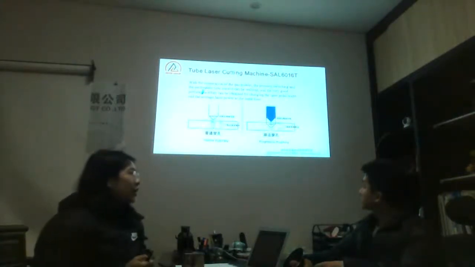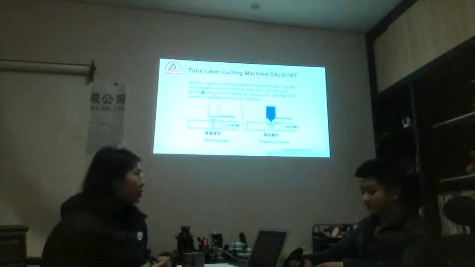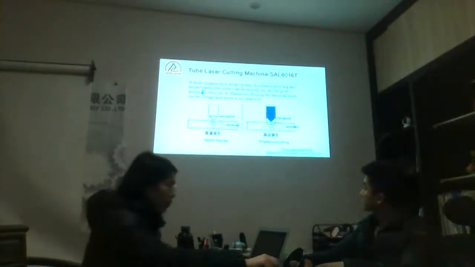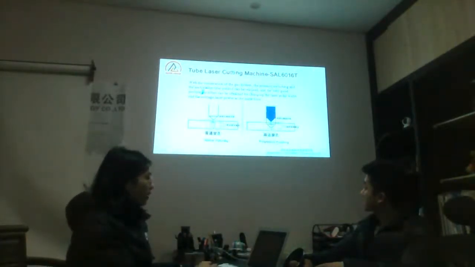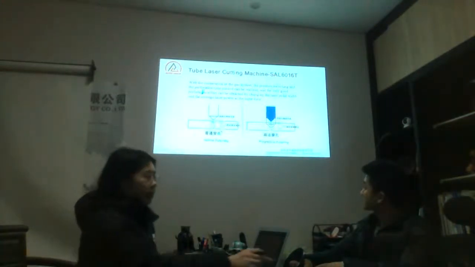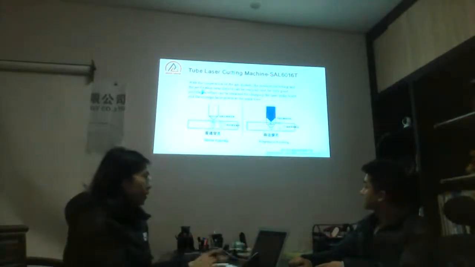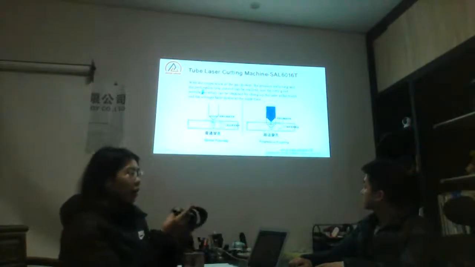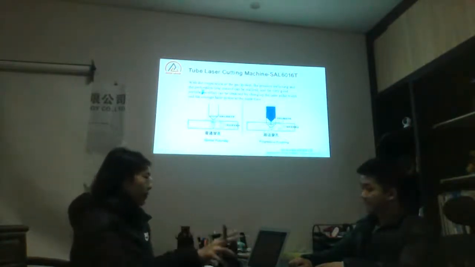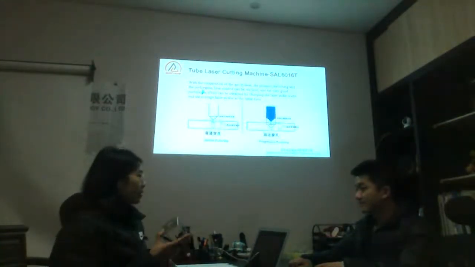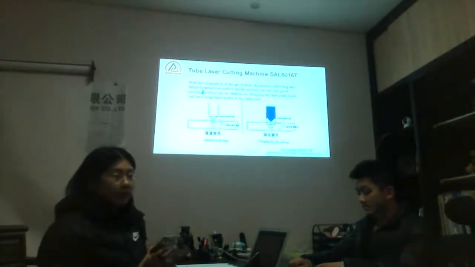So for the tube laser cutting machine, we also have different piercing holes to introduce for you. From here we can see the normal piercing to make a hole. And from here we can see the progressive piercing to make a hole, because this function works with the compression of the gas system.